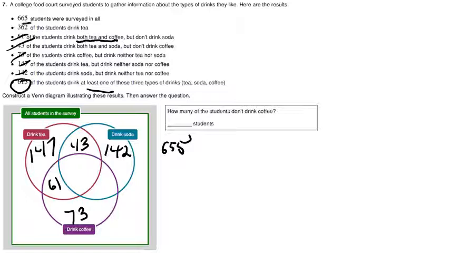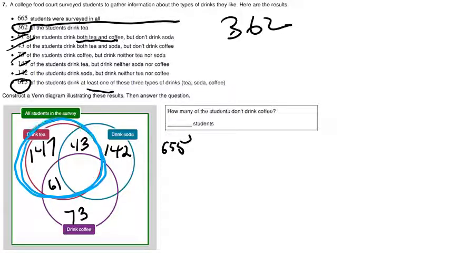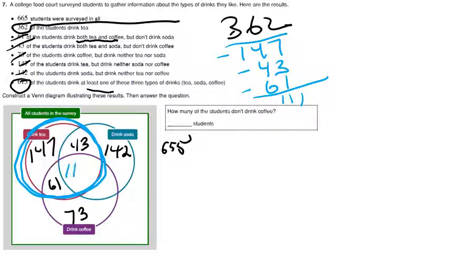But if we go back to the top and we look at the 362, they drink tea. And if they drink tea, we know what? They're in this circle here. If they drink tea, we know how to break this number up because there's only one region left. Of the 362, we have found 147, we have found 43, and we have found 61 tea drinkers already. They might be doing other stuff, but we know they drink tea. So the difference between the 362 that fills in the entire circle and the ones that we have found already is 111, and we know where they go, right there. Because again, these people drink tea.